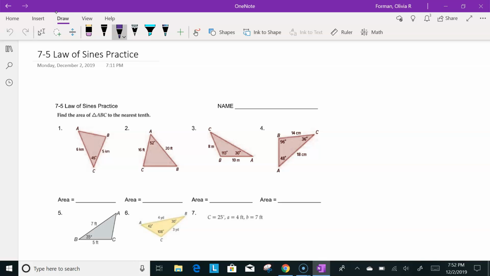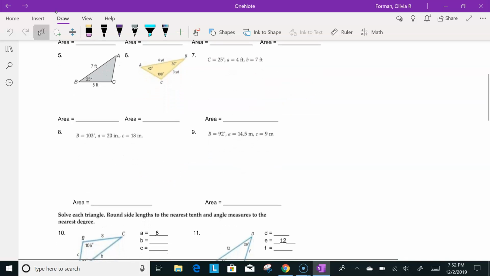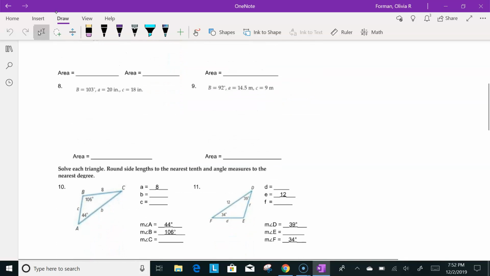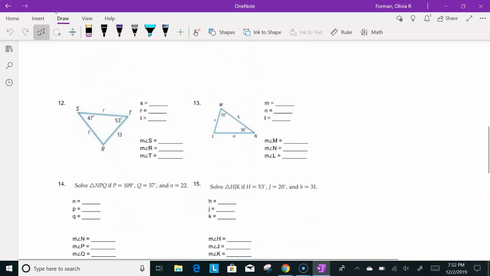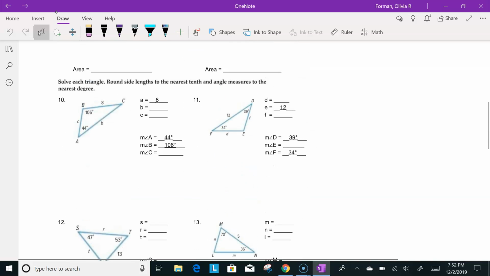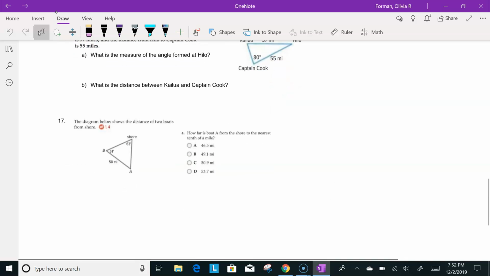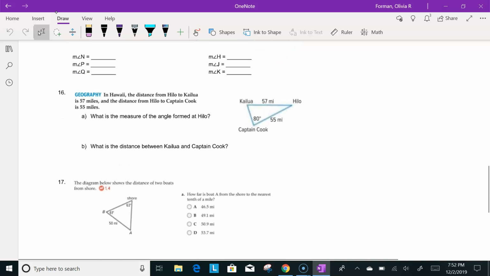So your paper should look like this. It says 7-5, Law of Sines Practice. So make sure your name is at the top. If we just quickly go through an overview of it, there are 9 problems that want you to find the area. And then 10, 11, 12, 13, 14, 15 want you to solve the triangle, which means you want to come up with all the side lengths, all the angles. Number 16 is just a short word problem, and number 17 is just a graphic. It's a multiple choice question.